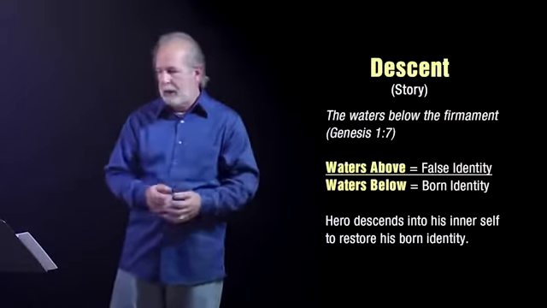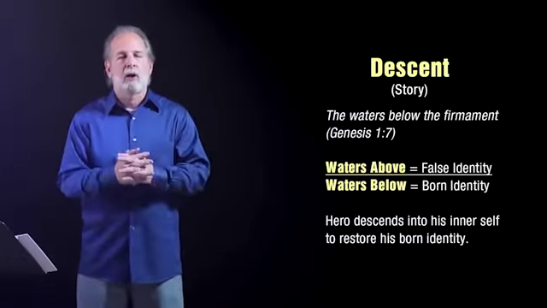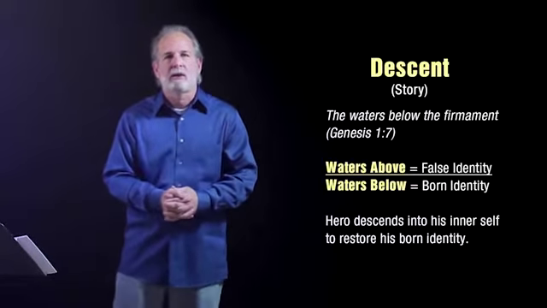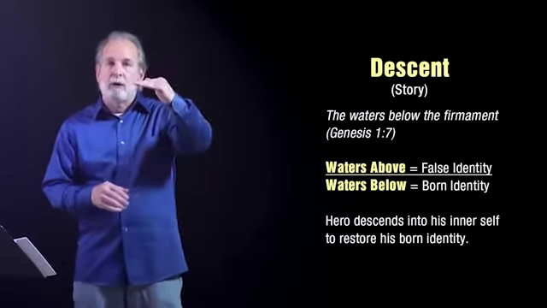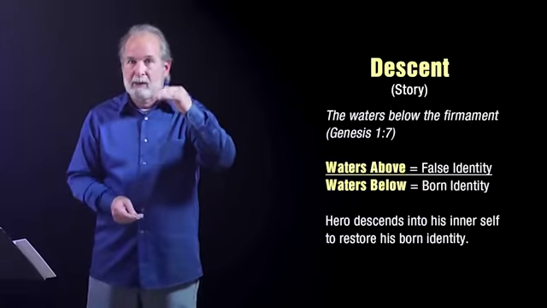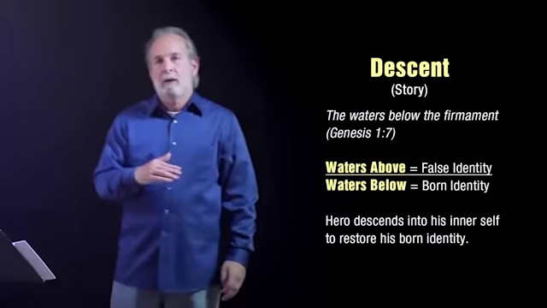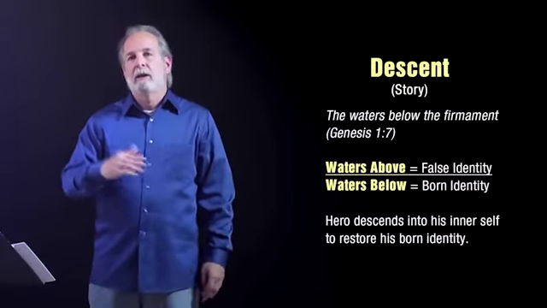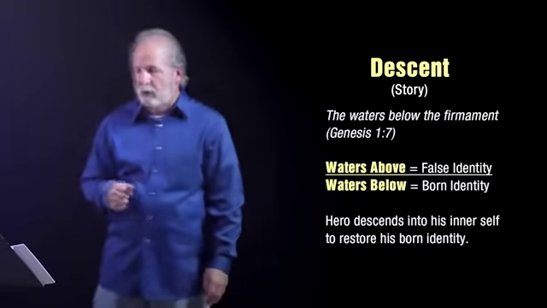But the story element of it comes in with Genesis 1:7, where God called the waters below the firmament. That's where we're going. We're going into the waters below. There's a firmament that separated the waters below from the waters above. The waters above represent that false identity that we've been living in. It's the surface world. The waters below represent our inner self. The soul, the spirit, the heart, whatever you want to call it, it's the inner self, the intangible self that the hero has to descend into. So I call this the descent.